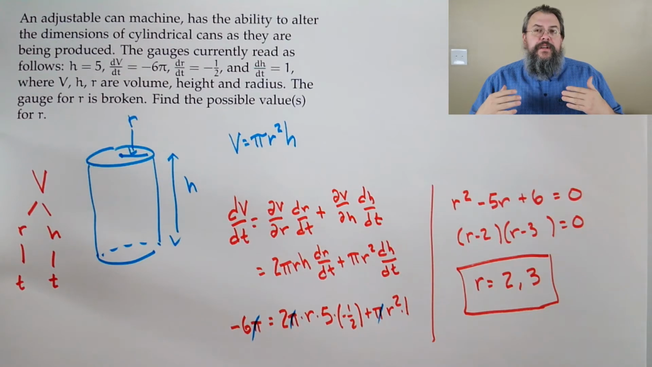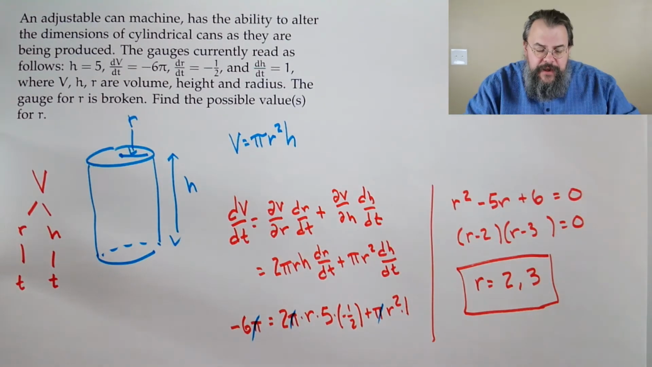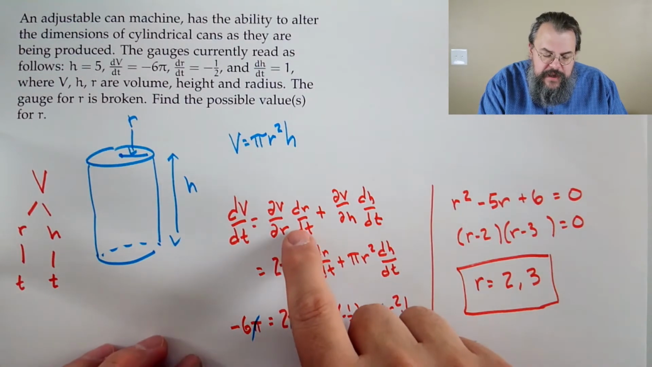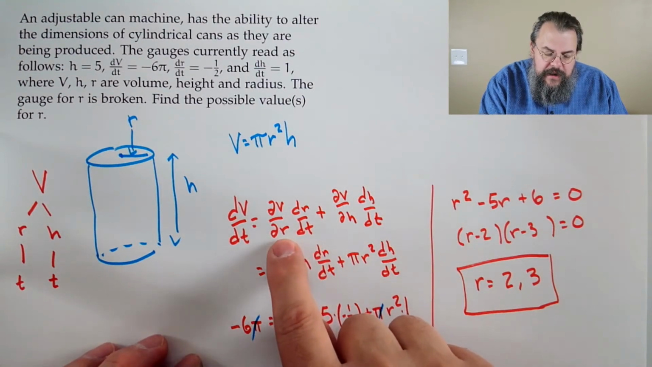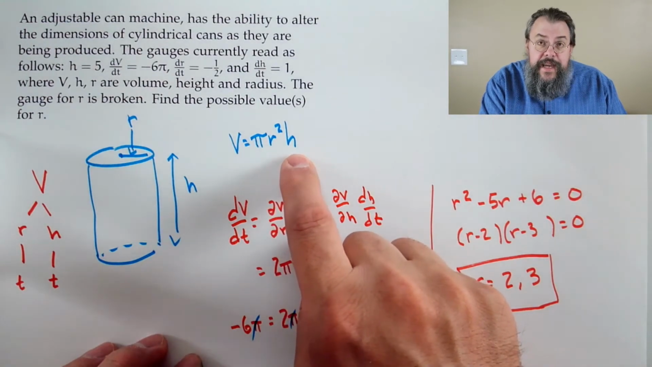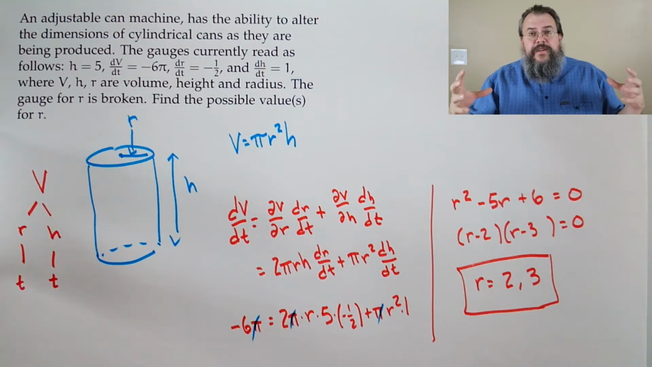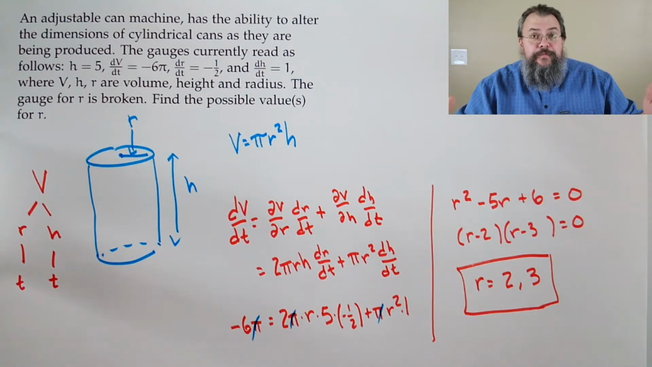Well, you see, what happened is when we had related rates, we said, okay, we're going to replace everything by the functions. So we didn't think of this as R anymore, we thought of this as r of t, and we didn't think of this as h, we thought of it as h of t. And then we said, okay, now we have everything as functions of t, and away we go.